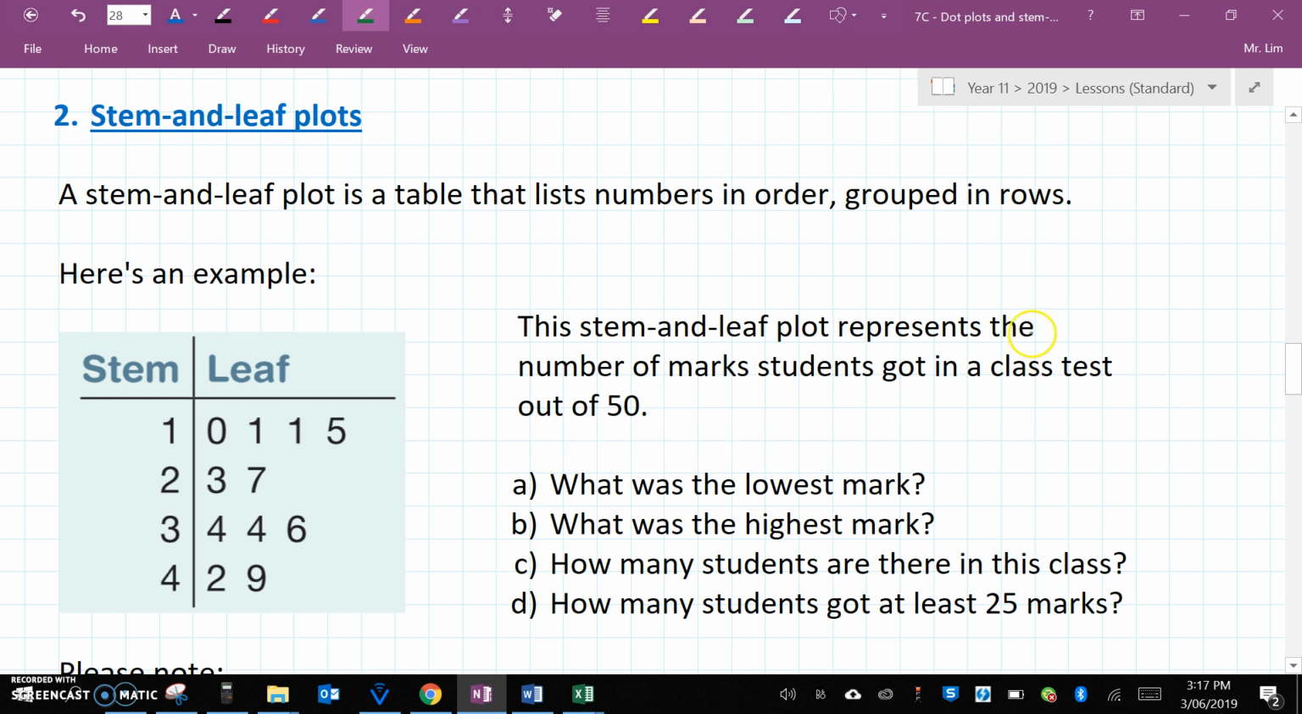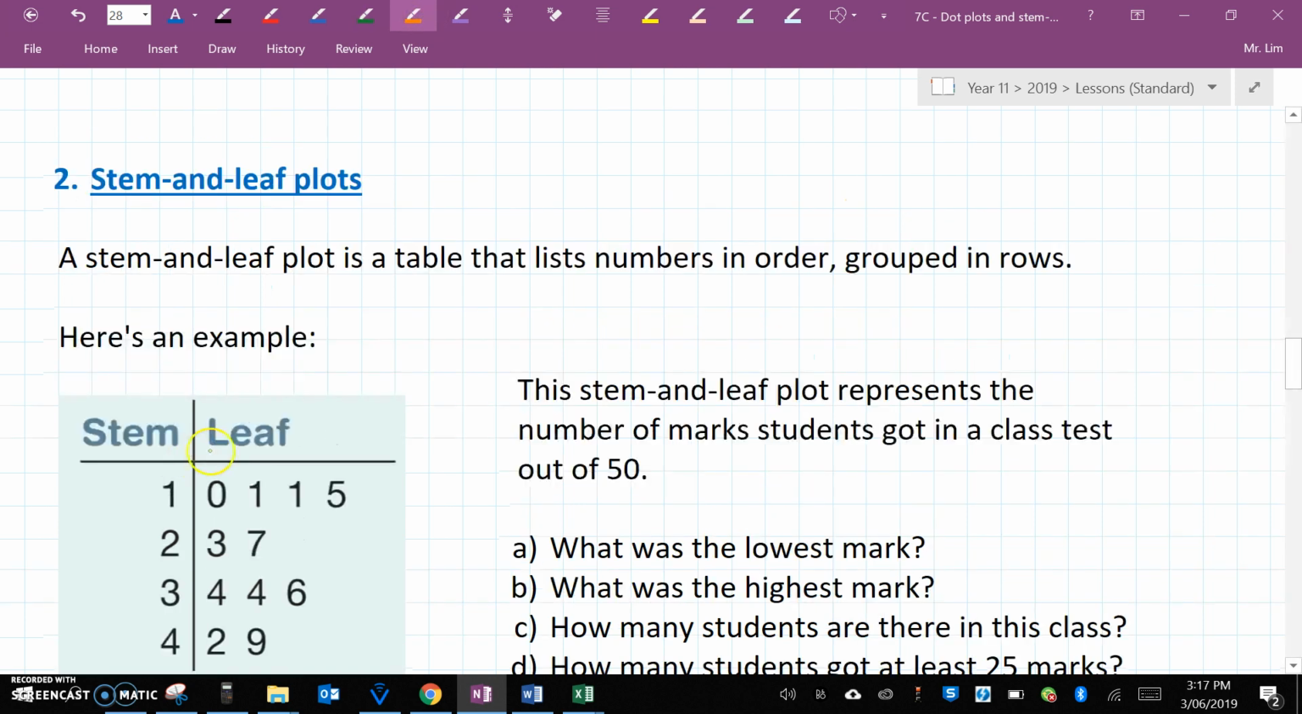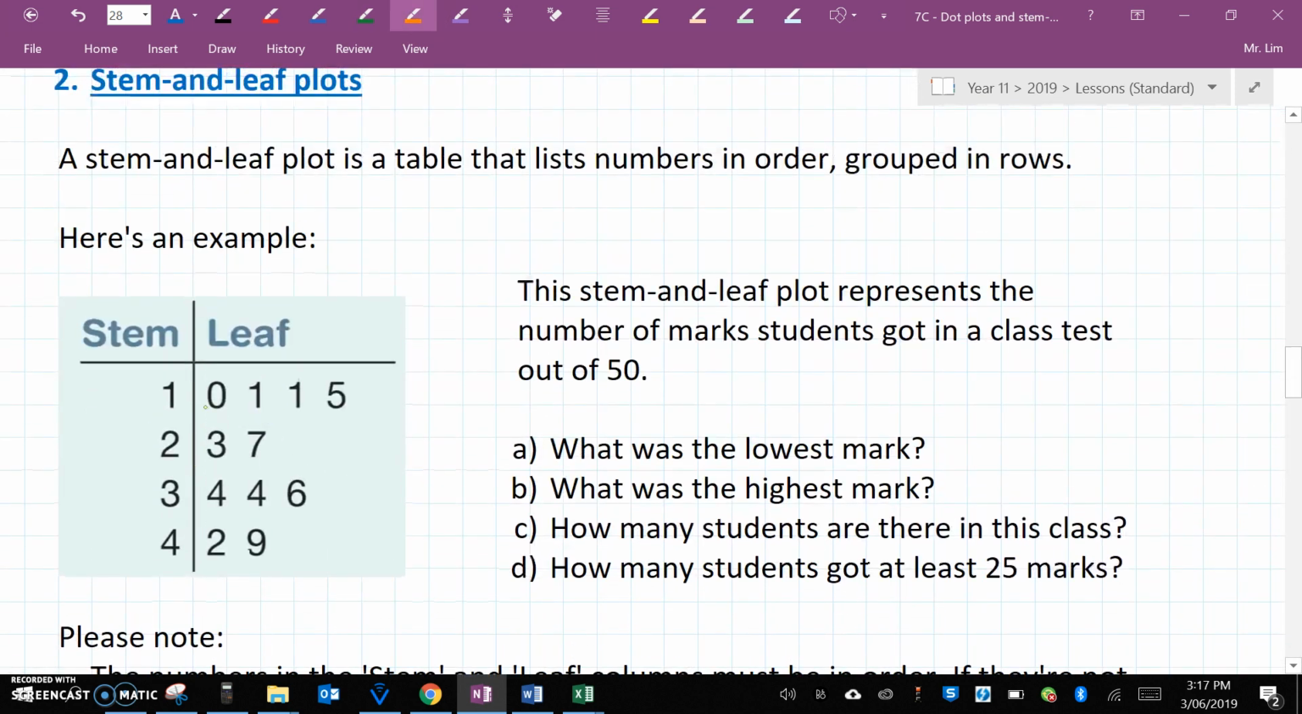This stem and leaf plot represents the number of marks students got in a class test out of 50. What was the lowest mark? Well, we can see the lowest mark is 10. The highest mark? 49. How many students are there in this class? 1, 2, 3, 4, 5, 6, 7, 8, 9, 10, 11.